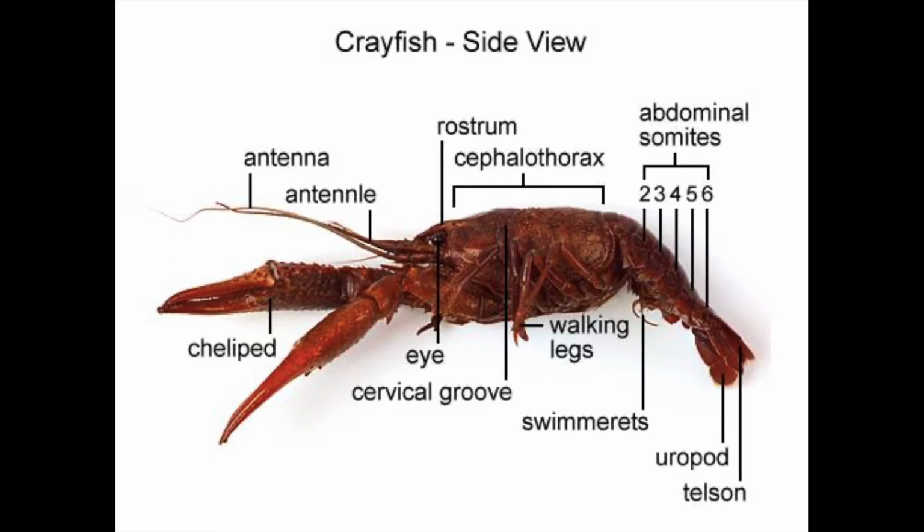Then you have the cervical groove, which is a groove that you can kind of see between the front portion of the cephalothorax and the back portion. It looks like it's separating between the head and thorax, even though it's more merged together. Then we can see the walking legs, the swimmerets, and then the sections of the abdomen, and then the uropod and telson, which make up the flipper.